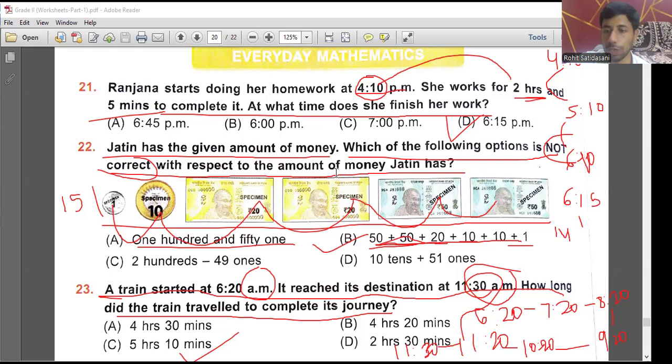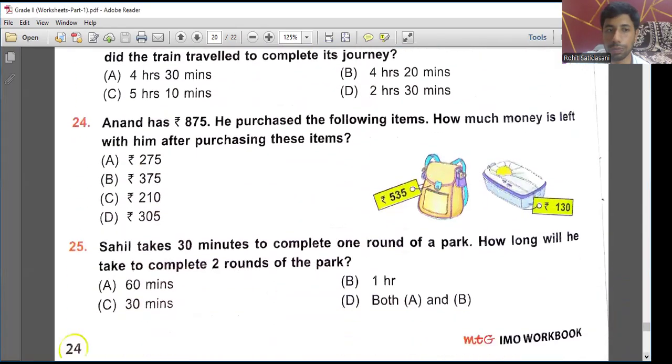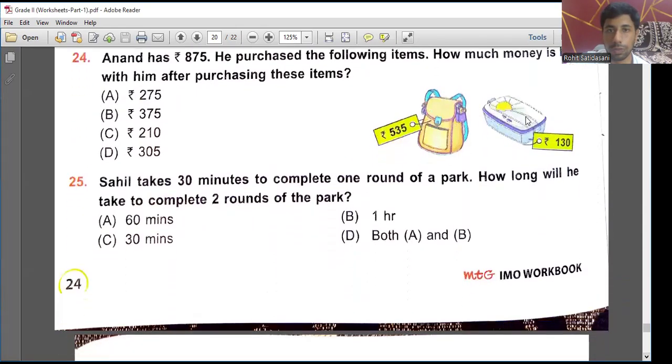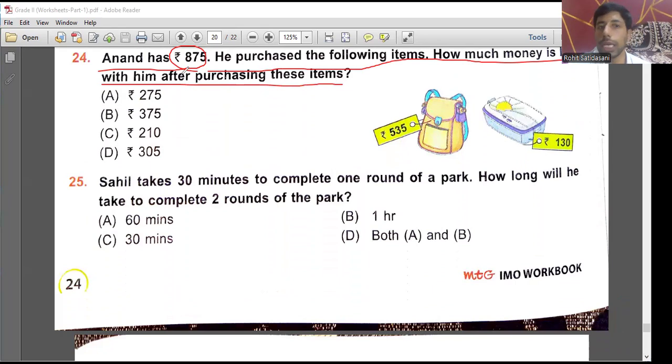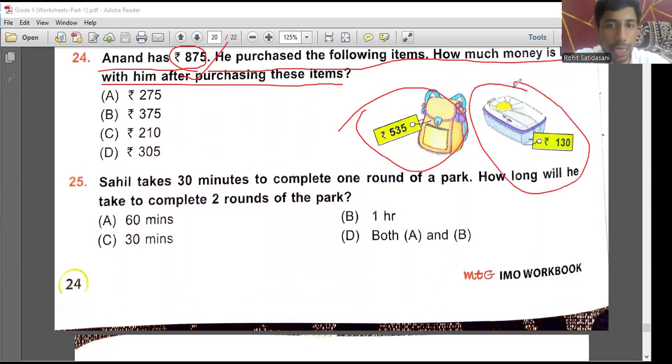Let's move on to the next question. Question number 24. Anand has rupees 875. He purchased the following items. How much money is left with him after purchasing these items? So 875 rupees he was having, right? And he went shopping. He bought a bag of rupees 535 and one lunchbox for 130 rupees. And we have to find out what is remaining.